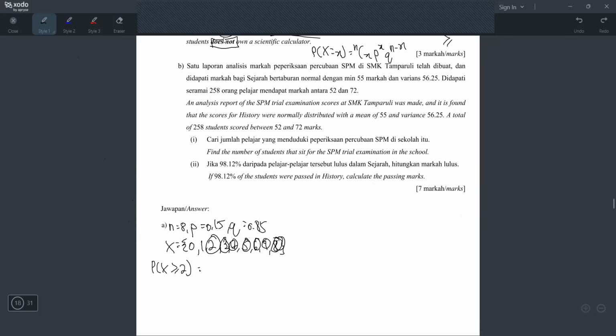So there's a faster way. What is the total probability? 1. So you can take 1 minus what you don't want. What you don't want is P(X = 0) and P(X = 1).